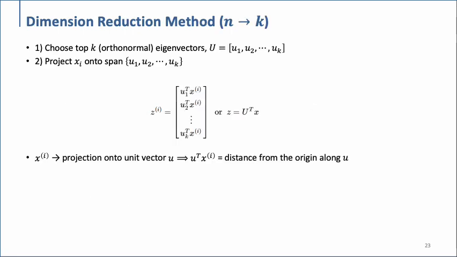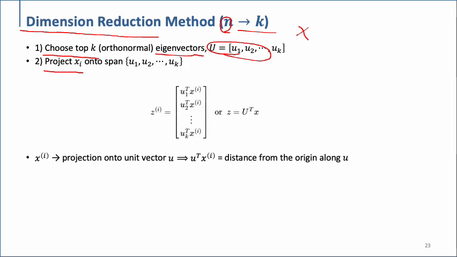So from now on, let's do some dimension reduction from dimension n to k. As I mentioned earlier, finding the dimension reduction using PCA is nothing but finding the largest eigenvalues. The first step is calculating eigenvalues and eigenvectors, and among them choosing the top k eigenvalues and their corresponding eigenvectors. The second step is projecting x onto the span of the axes u1 to uk.